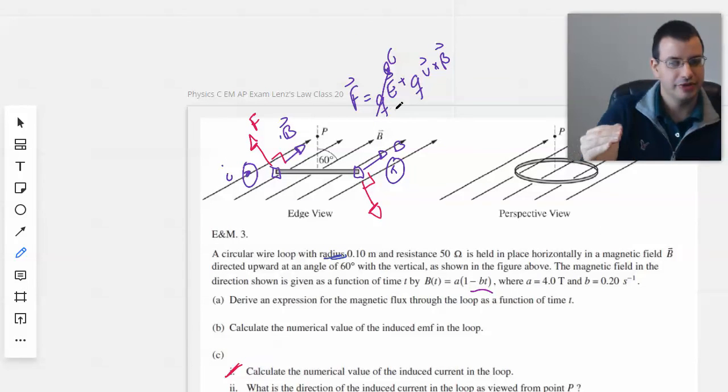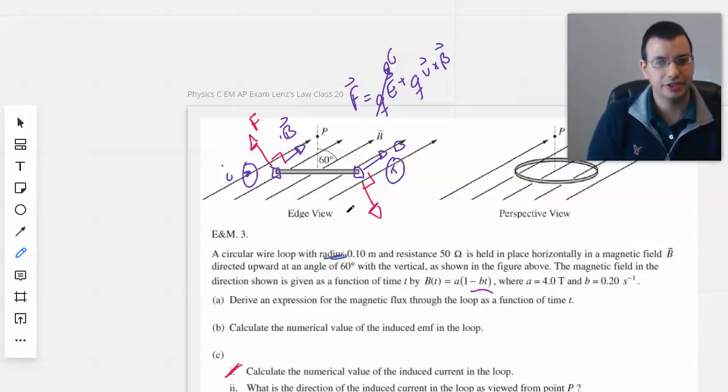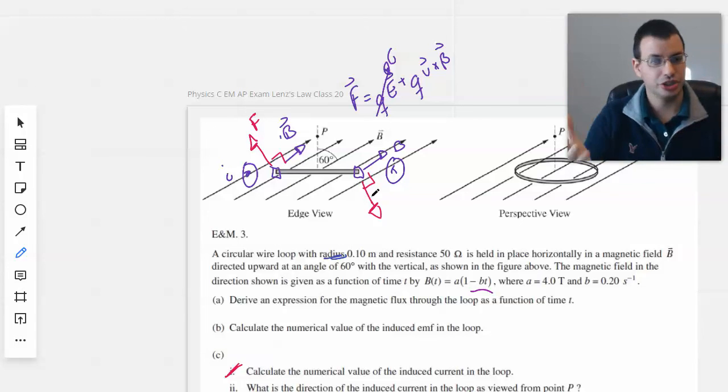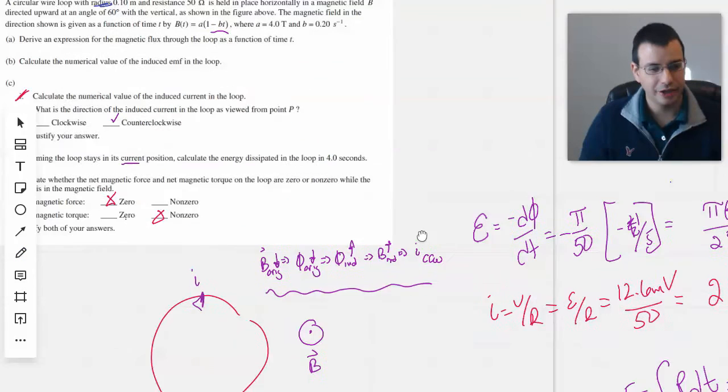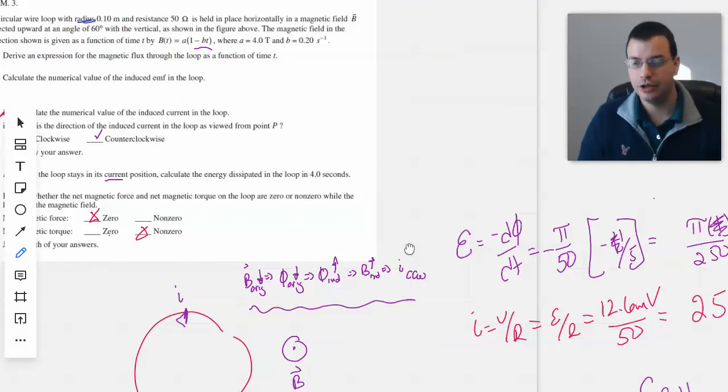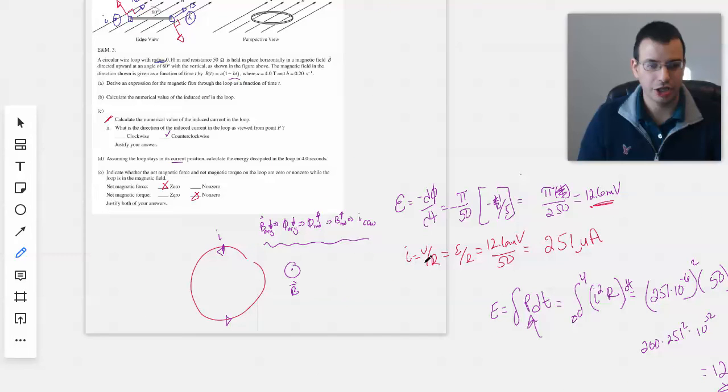And then to justify both answers, I would just draw this picture. I'd write force equals QE plus QV cross B, electric field is 0. And then I would draw the force lines, the current lines, the magnetic field lines, and that would justify where you're getting your answer from. Nice. So this is kind of the flow you're going to see with Lenz's law type problems.